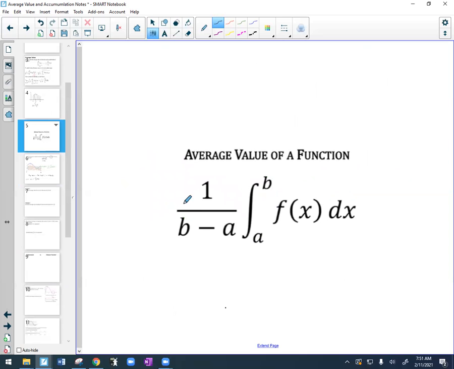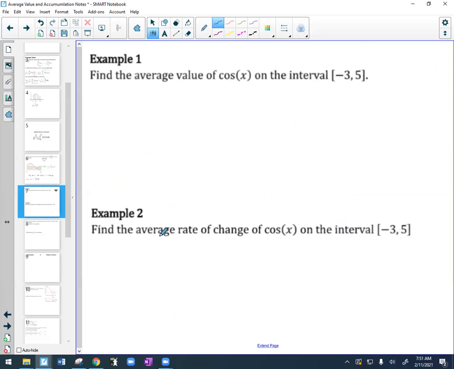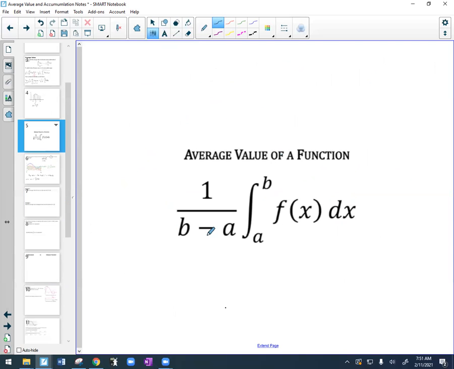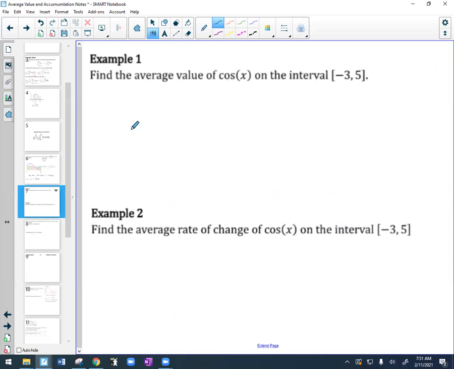this is the important part of this lesson. Let's try to find the average value. I'm going to do it right now. So, find the average value of cosine on this interval. Well, the average value of a function is 1 over b minus a times the integral from a to b of f of x. Oh, there's f of x. Average value is 1 over b, and there's a, so 5 minus -3, plus 3, times the integral from -3 to 5 of cosine x dx. That's 1 over 8.